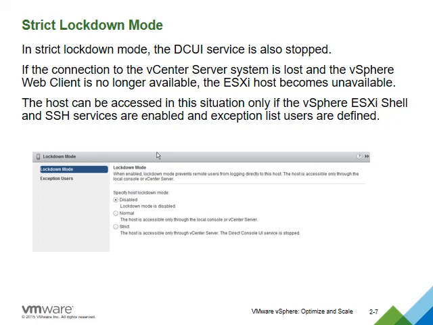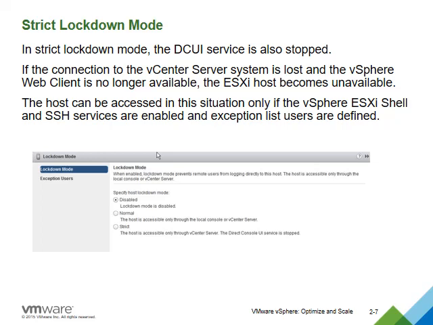Here's something new in vSphere 6 also: the strict lockdown mode. In normal lockdown mode, the ESXi host can be accessed through your vCenter Server, and only the users who are on the exception list and have admin privileges can log in to the DCUI itself. If SSH or your vSphere ESXi Shell are enabled, access might be possible through these also. But in strict lockdown mode, the ESXi host can be accessed only through the vCenter Server.